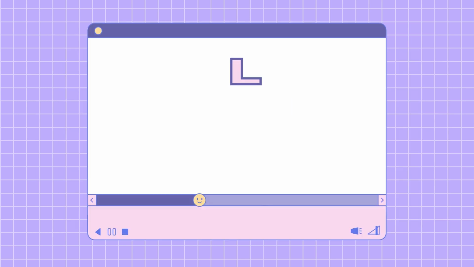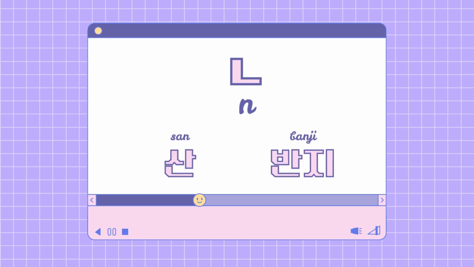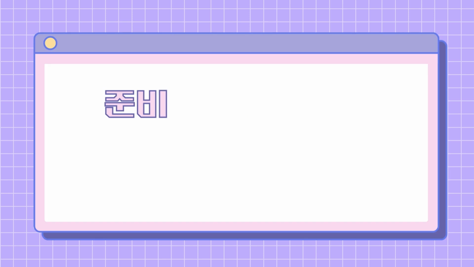The second Batchim that we have is nieun. Nieun produces the same sound as n, even as the Batchim. So, you will read these words as 선, 선, similar to the n at the top, and 반지, 반지. This one is pretty simple because you do not have to distinguish its original sound from any other sound. So how about you try to read this time again?